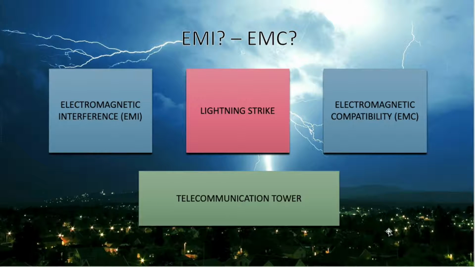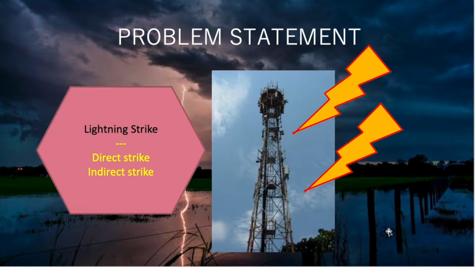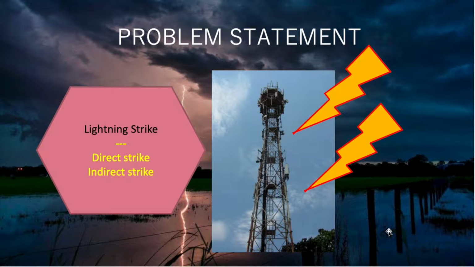Now we go to the problem statement. As we all know, the telecommunication system is very important for interaction and communication with others who are far away. Almost everyone, young and old, now has a mobile phone. Telecommunication towers have a high tendency to be struck by lightning, since they are tall objects and sometimes placed in hill areas. Lightning strikes can be categorized into two types, direct and indirect strikes.